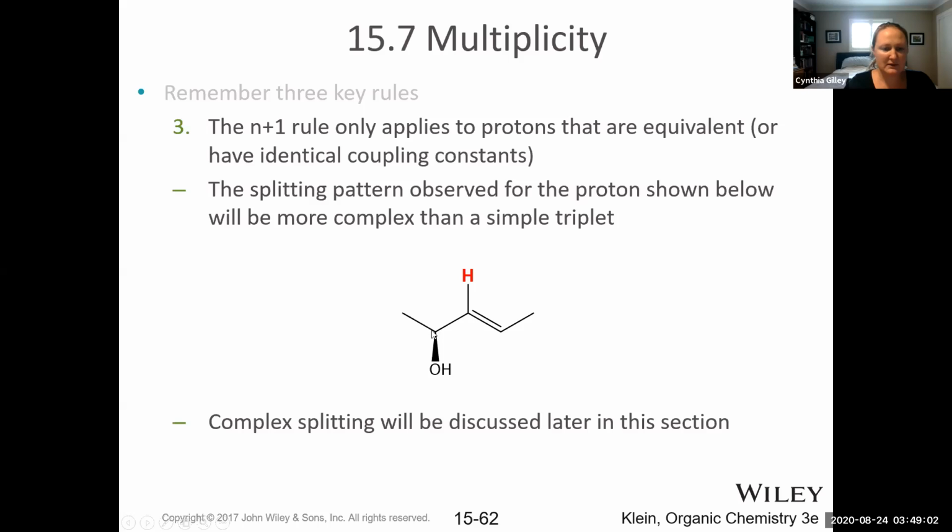So there are 2 neighbors. Will we simply say, okay, 2 neighbors plus 1, I'm going to see a triplet? Unfortunately, probably not in this case. The reason is the hydrogen on the left and the hydrogen on the right are not similar. One is attached to an sp2 hybridized carbon, the other is attached to a chiral center. As a result, they're probably not going to affect that central red hydrogen in the same way. So that creates what's called complex splitting.